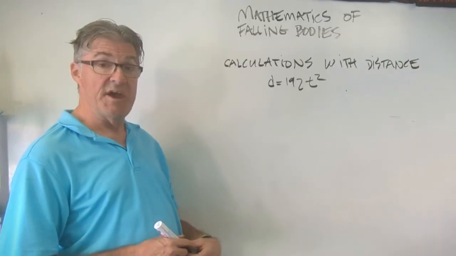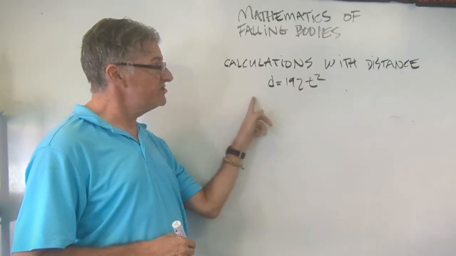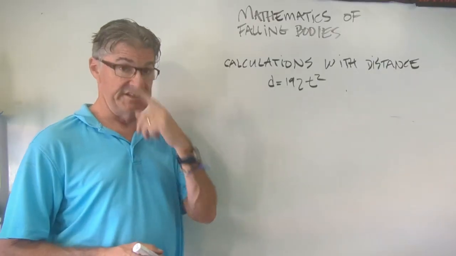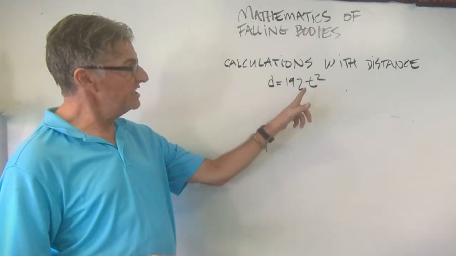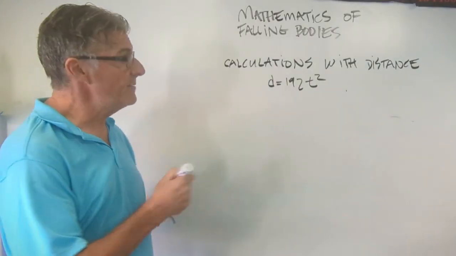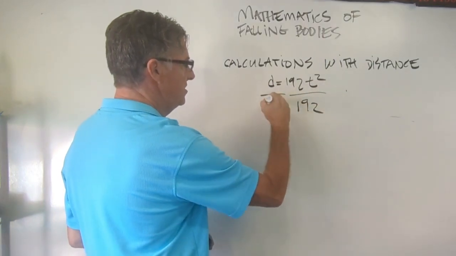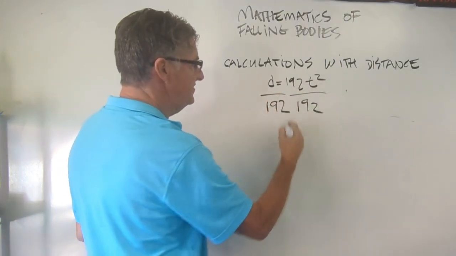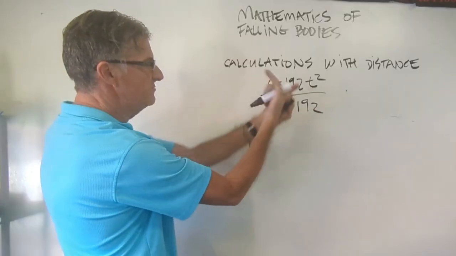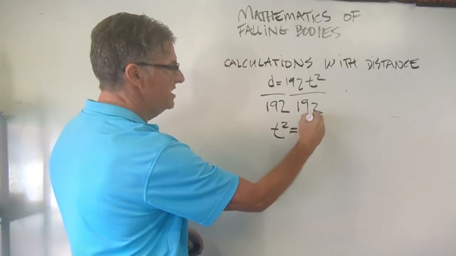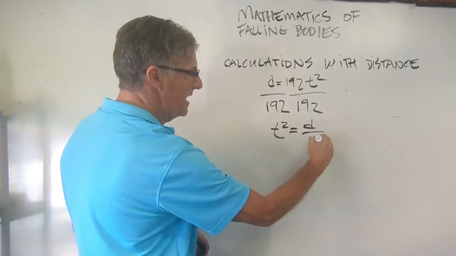So the easiest way to do that is to rearrange this equation to make a custom equation that solves for time. So to do that, we need to get t alone. So the first thing I'm going to do is divide both sides by 192. And that's going to give me, and I'm going to switch sides just because I like my variable to be on the left side, t squared equals d over 192.